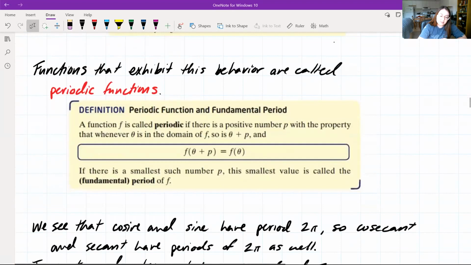Functions that exhibit this behavior are called periodic functions. So sine and cosine are periodic functions. A function f is called periodic if there is a positive number p with the property that whenever theta is in the domain of f, so is theta plus p. Then f of theta plus p is equal to f of theta. And if there is a smallest such number p, the smallest value is called the fundamental period of f. So the fundamental period of sine and cosine would be 2 pi.